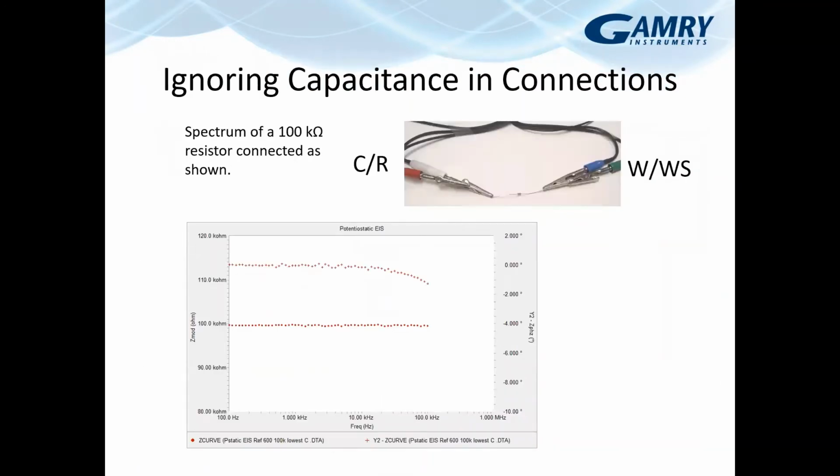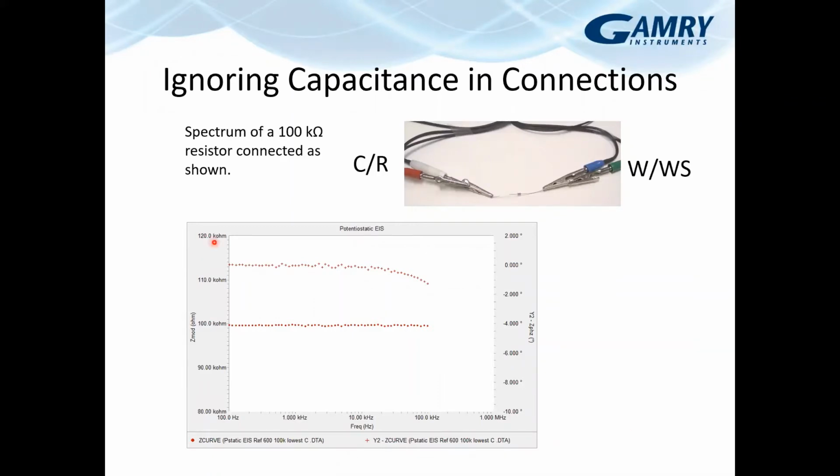Another problem that comes up is ignoring the capacitance in the connections. This is largely an issue for coatings, where the coating capacitance itself may be at the same order of magnitude as the cable capacitance, but it can happen otherwise. Now, there are a few different ways to deal with this.